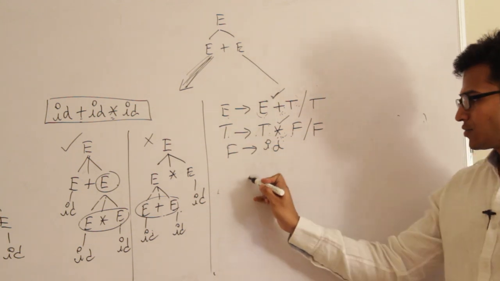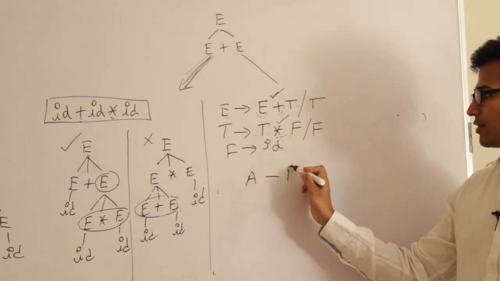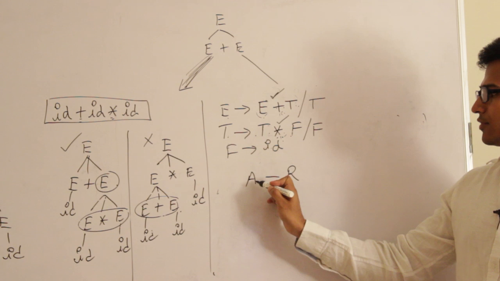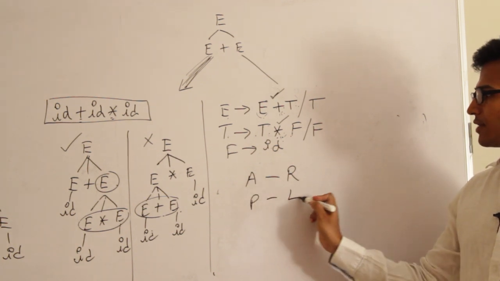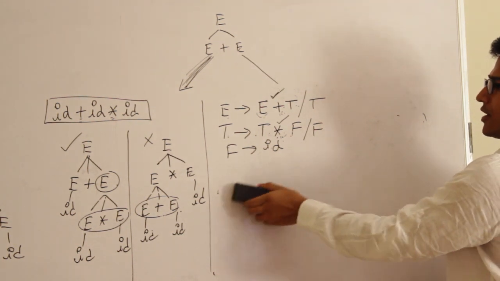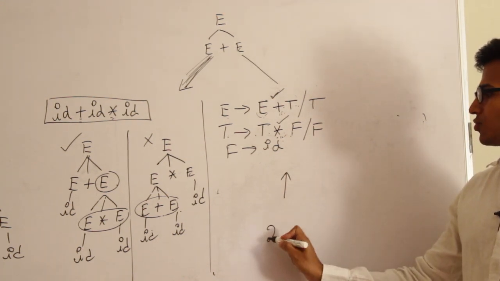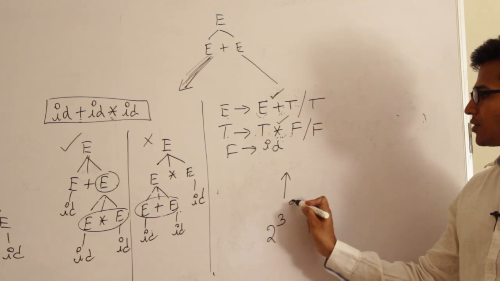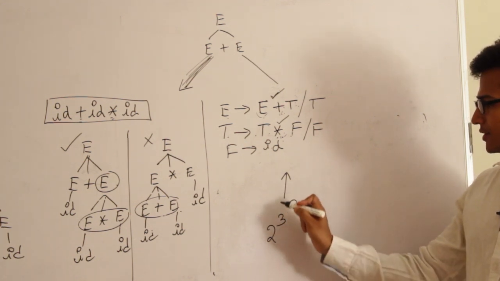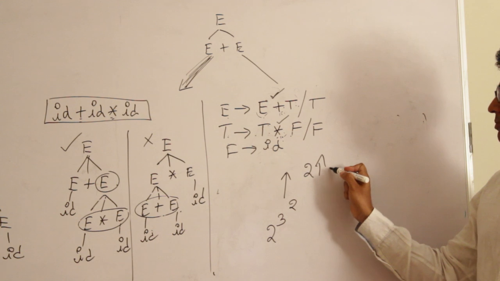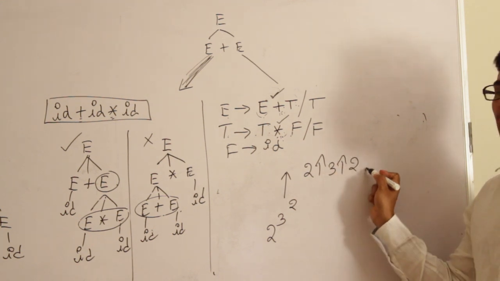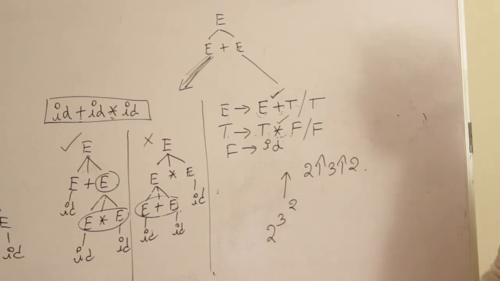In order to define associativity, we are defining recursion. In order to define precedence, we are defining levels. Let us assume that we have one more operator, raised to the power of, which means 2 raised to the power 3 raised to the power 2, and this can be written as 2 ^ 3 ^ 2. If you are writing like this, this is actually right associative.